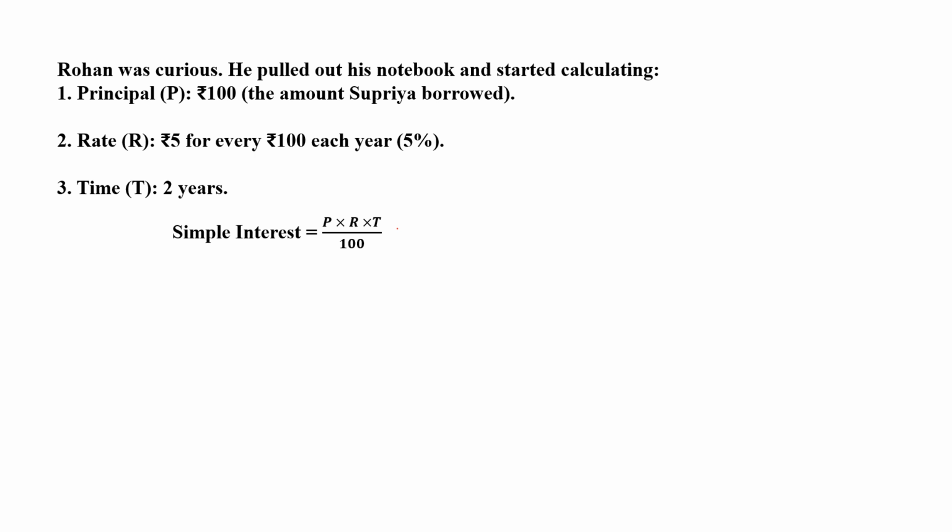Principal is 100 rupees, rate is 5%, time is 2 years, divided by 100. If you cancel 100 and 100, you are going to get 10 rupees as interest, right? So on 100 rupees, Rohan is going to get 10 rupees as interest in 2 years.